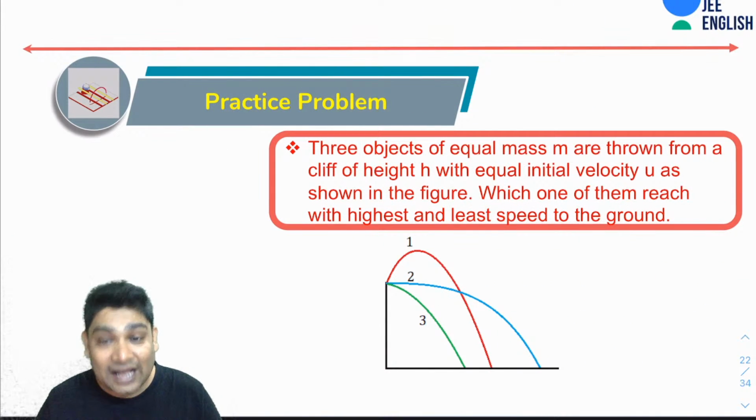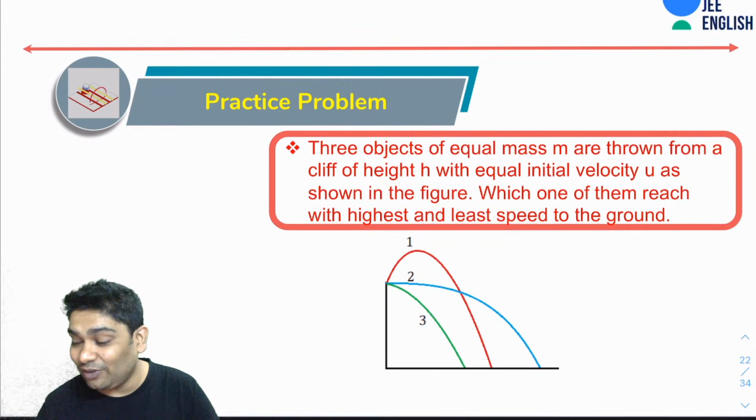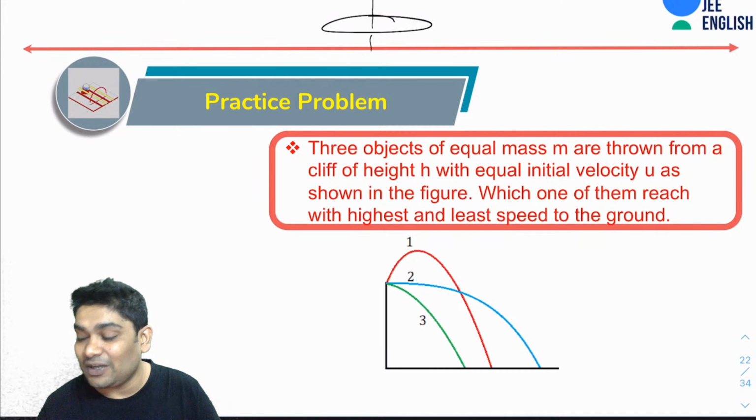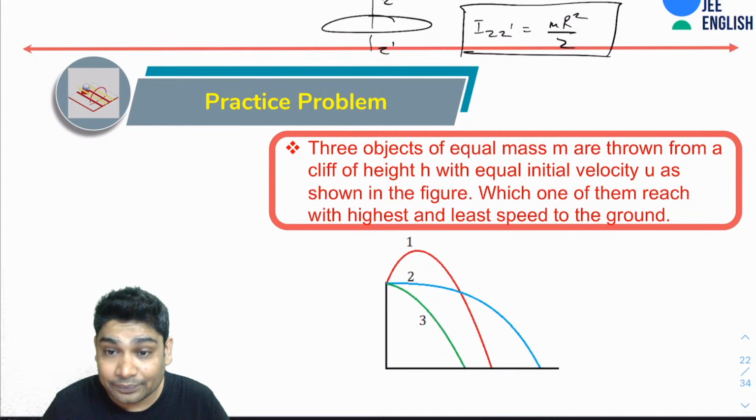Alright. Axis perpendicular to the plane passing via center. Yes, for that it will be mr square by 2. So for that, Kapil has given the correct answer. The answer for that is mr square by 2. Okay, so if you have a uniform disk and you have an axis passing through the center perpendicular to its plane, then if this axis is zz dash, then I zz dash is equal to mr square by 2. So yes, that is fine.